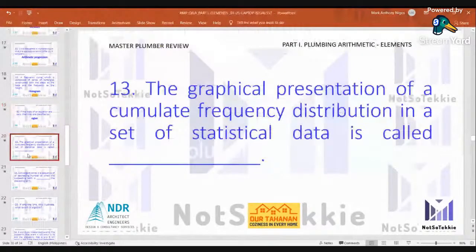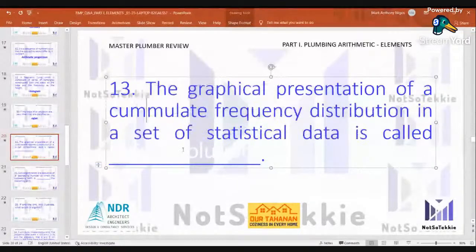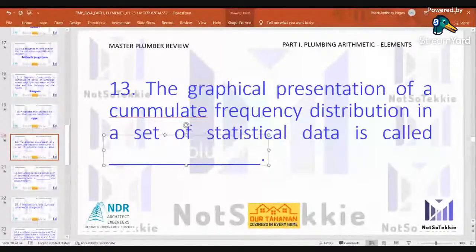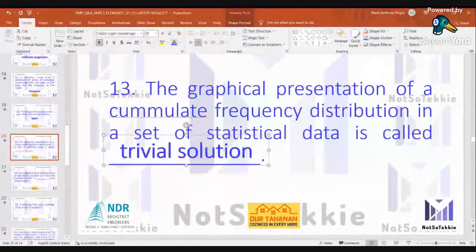Number 13 question. The graphical presentation of a cumulative frequency distribution in a set of statistical data is called blank, or what? The answer is trivial solution. A graphical presentation of a cumulative frequency distribution in a set of statistical data is called trivial solution.